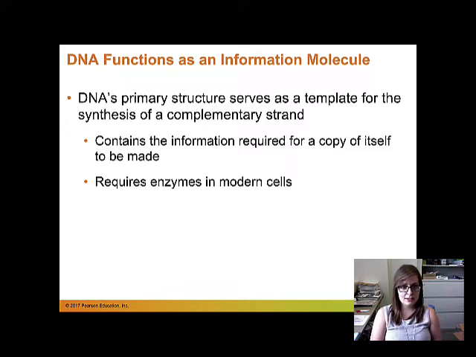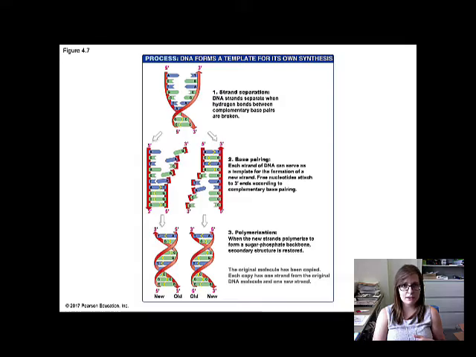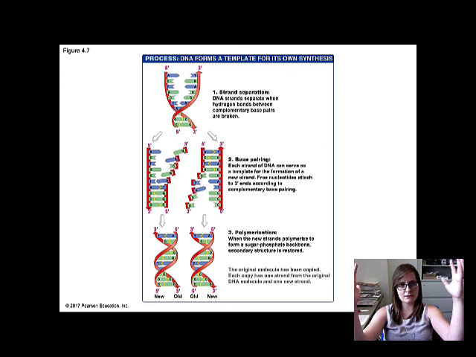So DNA, as I hinted at in the summary, also serves as its own template for synthesis of a complementary strand. Remember, a characteristic of life is that we have to be able to replicate ourselves. And the way this is done is through DNA. So it contains all the information required to copy itself, an exact copy of itself. And in modern cells, this process requires enzymes. What happens is you have your DNA double helix, and the 2 strands are separated.